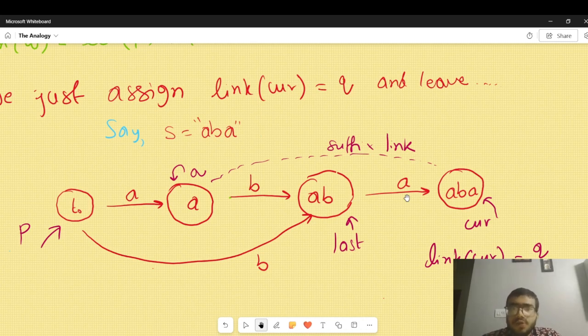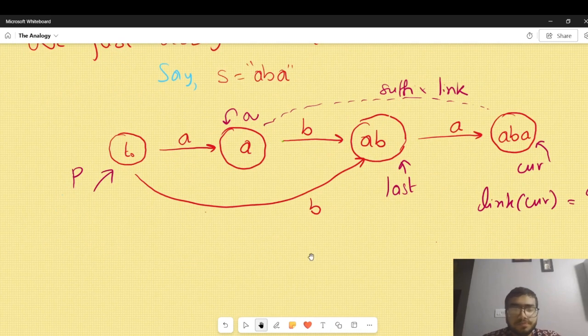Hence, P is T naught and Q is AB significantly. Sorry, Q is the node containing A. Now, because we know that the node containing A has len 1 and T naught has len 0, this is the case of len Q being len P plus 1, and hence we just add a suffix link from ABA to A. So this clears the first case.